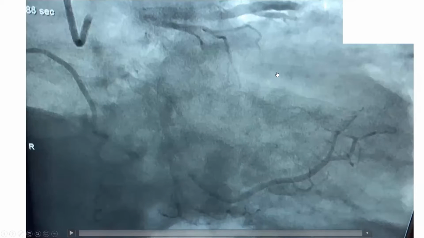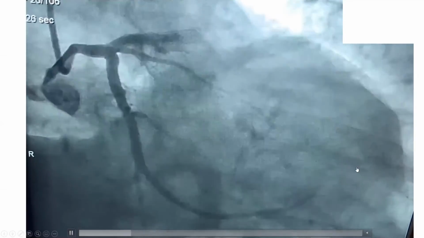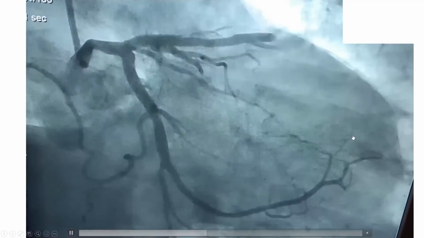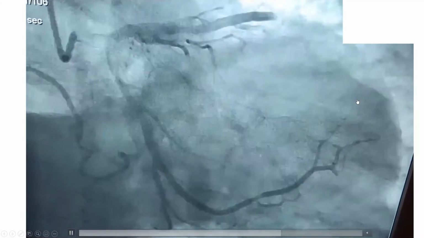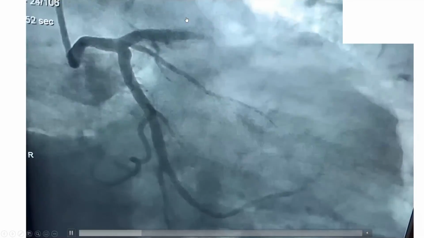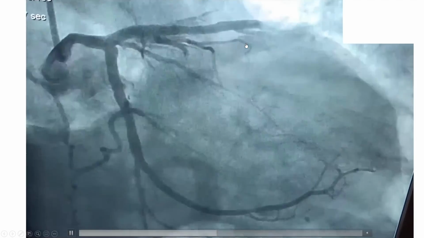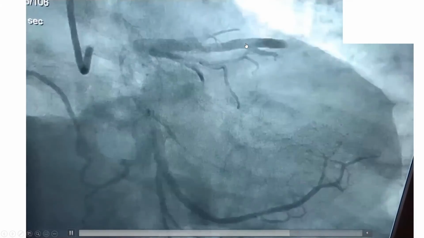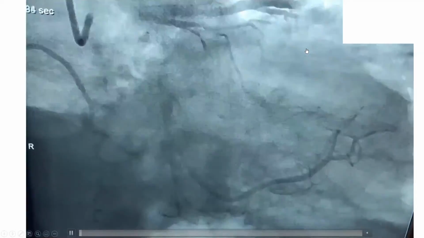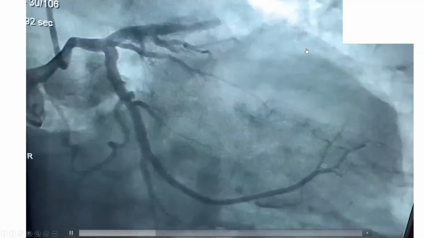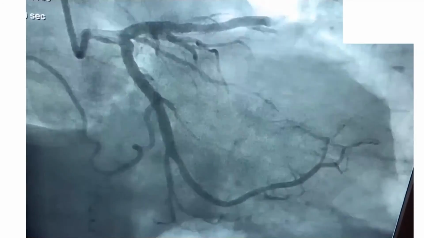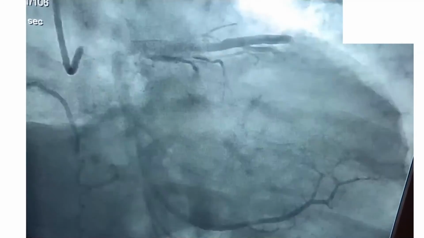Now, he might have collaterals from the right, but usually collaterals form from the neighborhood. So you should have some collaterals from that OM distally to the apex of the LAD if this was chronic, typically. So this is an acute occlusion, angiographically and clinically. What caused it? You have to know at least the 3 differential diagnoses of acute occlusion during your angiogram.